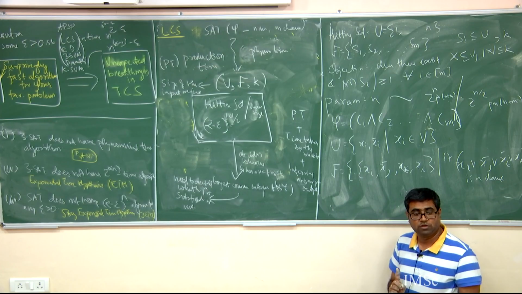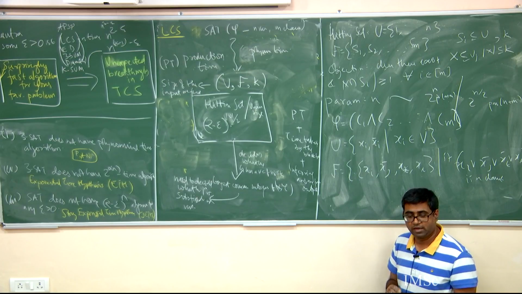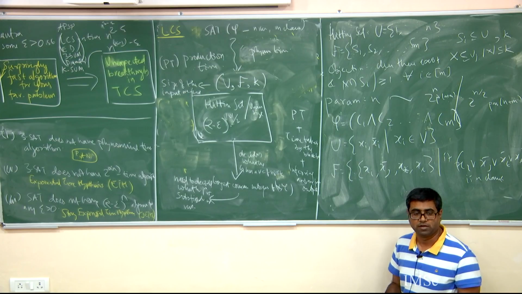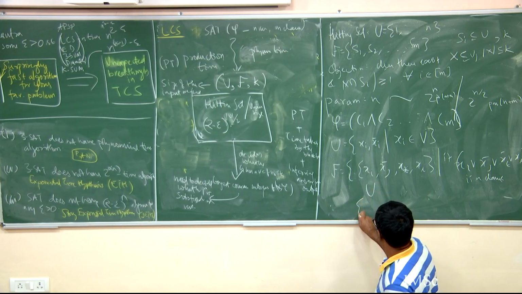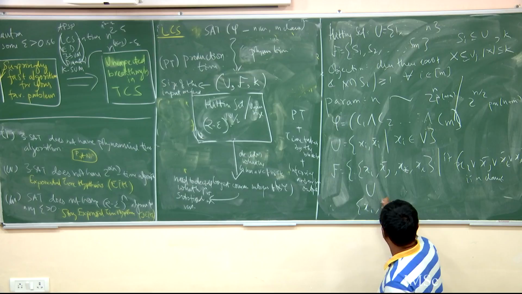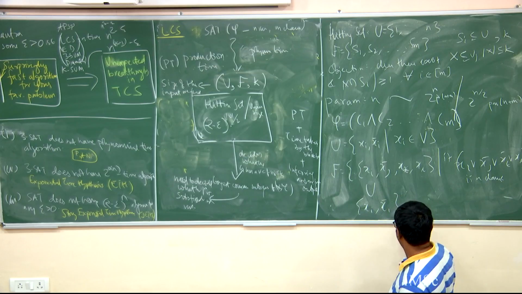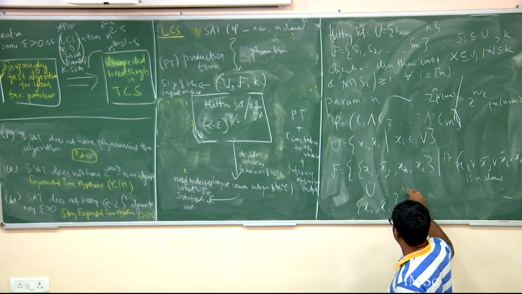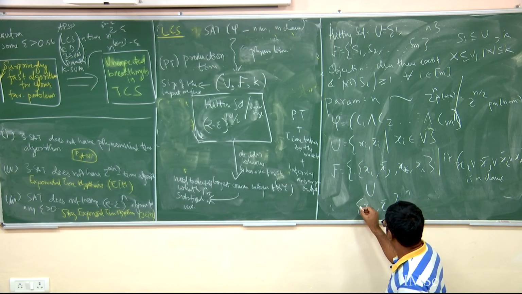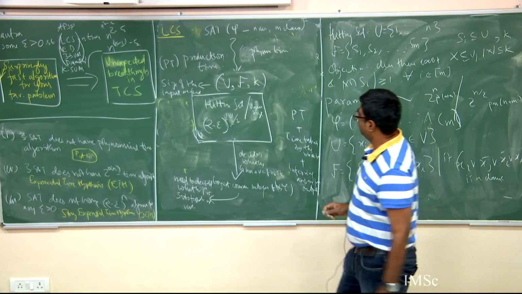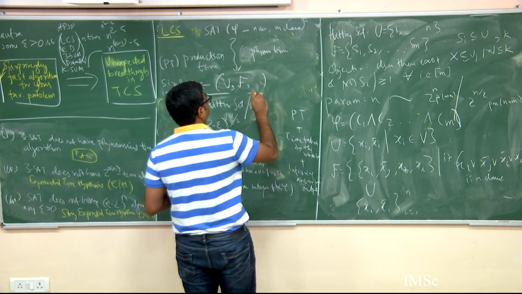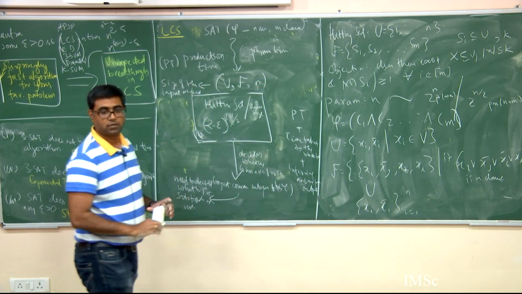Now I need to ensure consistency. I don't want to pick both xi and xi bar. So what will I do? I add the union of the pairs (xi, xi bar), with i going from 1 to n. So this is my set, and I have also added these tuples. And now what do I set k equal to? I set k equal to n.